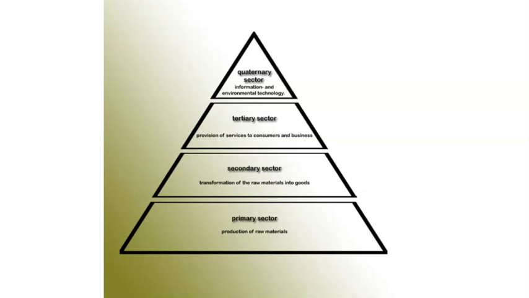So we can also look at the different sectors that make up an urban area. It can give us a sense, again, of level of development, as well as how large or how dominant each sector is in the country. So we have the primary sector, which is the production of raw materials. Again, one of the common things to think about is agriculture. The secondary sector, which is the transformation of raw materials into goods, think of industrialization. The tertiary sector, which is the provision of services to consumers and businesses. So again, more of the service sector. And then the quaternary sector, which is information and environmental technology based. So again, the higher the sectors, the more developed a country may be. And then if we go to the primary and secondary sectors, we probably have countries that are still developing.